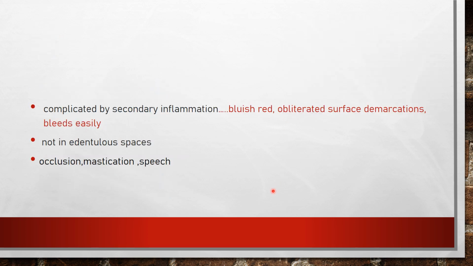If it is complicated by secondary inflammation, it appears as a bluish red surface with obliterated demarcation, which bleeds easily. It will affect occlusion, mastication and speech.